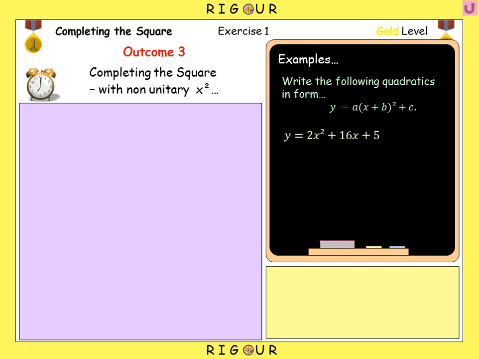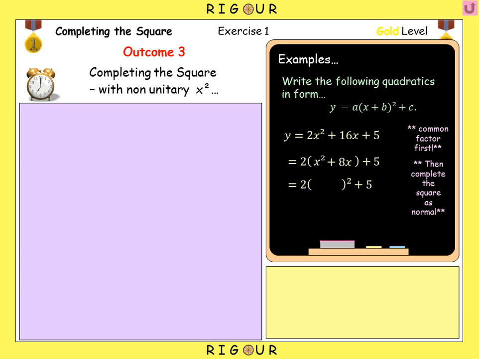So what we're going to do is the additional step to make this a gold skill is we're going to do common factor first. So our template this time is just 2 bracket plus 5 because we're not actually completing the square yet. So if we take 2 out of the first 2 terms, we would have x squared and we would have plus 8x. That's not us completing the square yet, but now we have positive 1x squared, we can complete the square as normal.